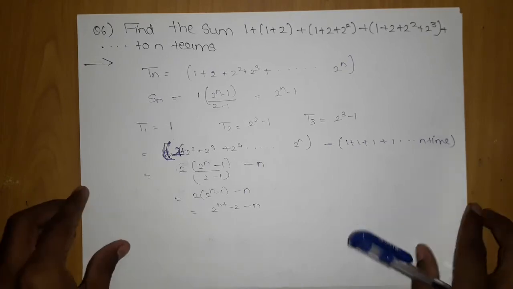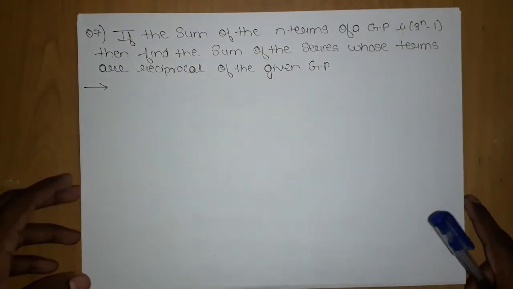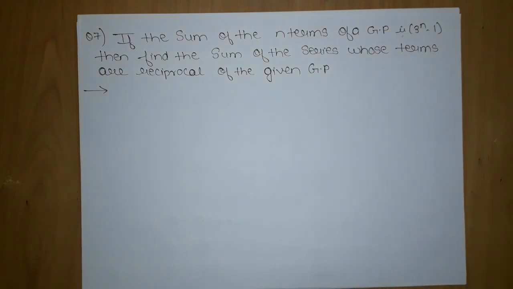So that was the main part. Now let's move on to the next question. The next question is this one. It tells us that if the sum of n terms is 3 power n minus 1, then find the sum of the series whose terms are the reciprocals of the given GP. It is a GP.